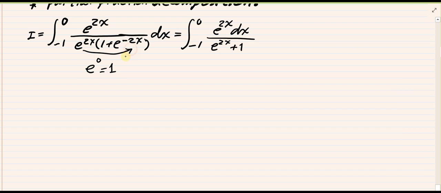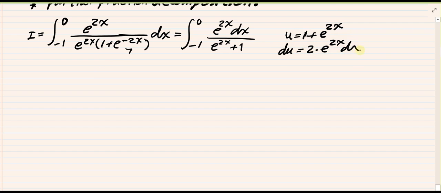That's the distribution. Once we have it in this form, let's use our substitution. If I let u now be 1 plus e to 2x, then du is going to be 2 times e to 2x dx. So 1/2 du is e to 2x dx, and that is exactly what's in the integrand. So we're good to make that substitution.